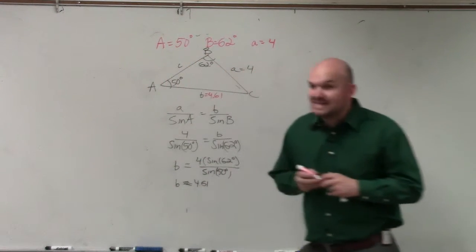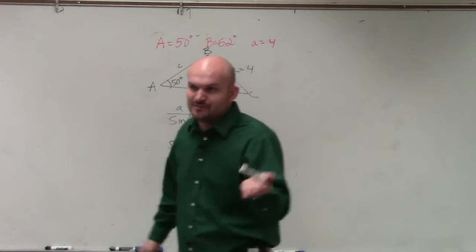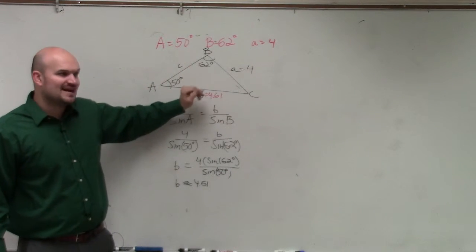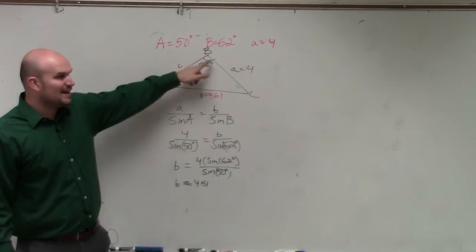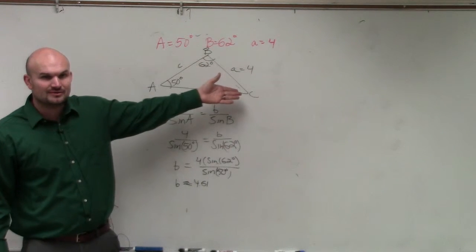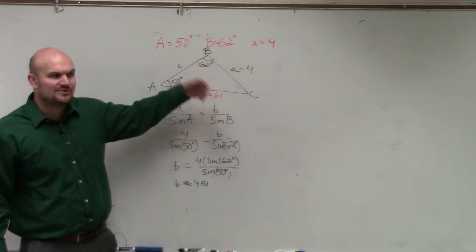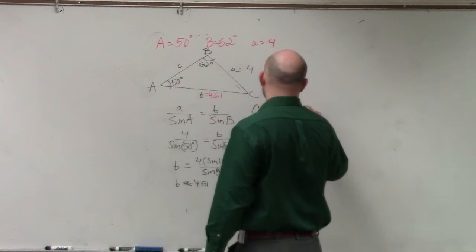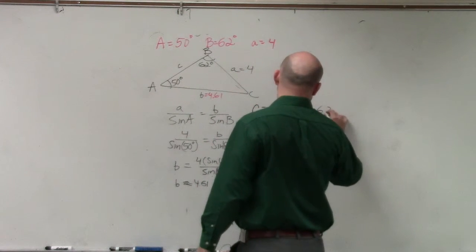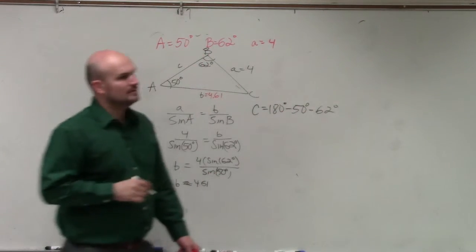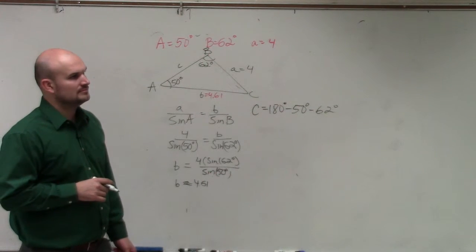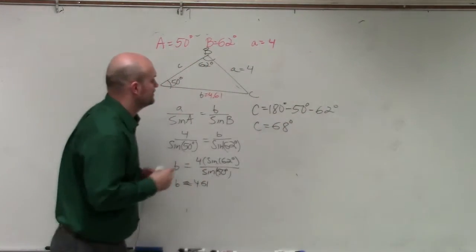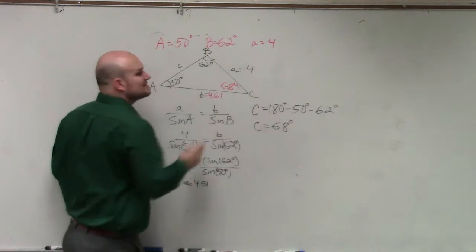All right, now we need to figure out C. We weren't given any information on C, however we do have other information we can use. If we have two angles of a triangle, can we figure out the third angle? Yeah, because all the angles of a triangle add up to 180. So to find C, I can simply write 180 minus 50 degrees minus 62 degrees. That's 68, so C equals 68 degrees.